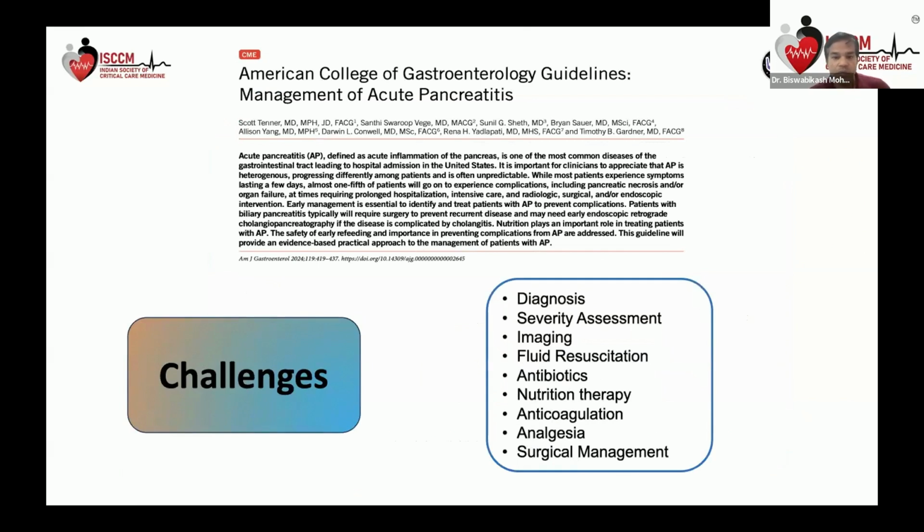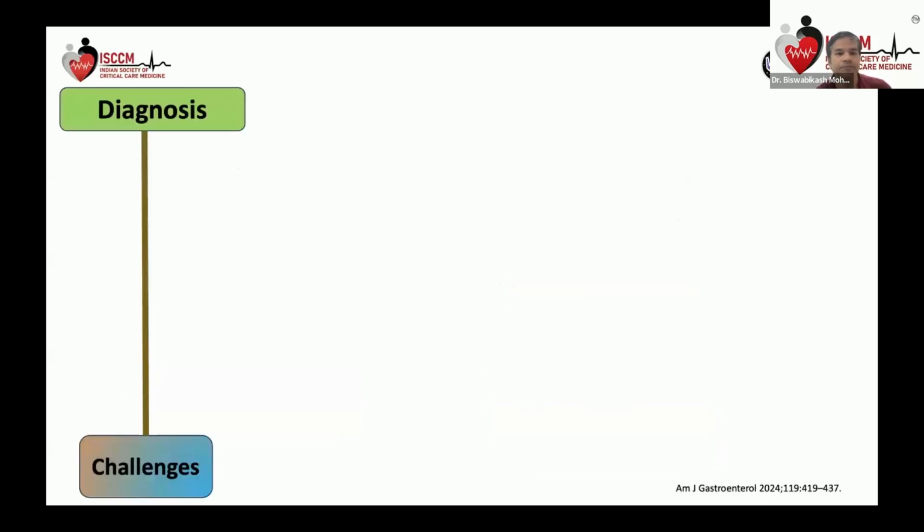What I have shown you starts from the diagnosis, severity assessment, imaging, fluid management, antibiotics, nutrition, like all the day-to-day care in the ICU, and there are still challenges. I am not going into detail on the guideline. I'll just go through the challenges we usually face in the management of acute pancreatitis in the ICU.